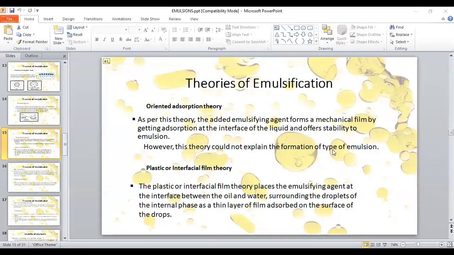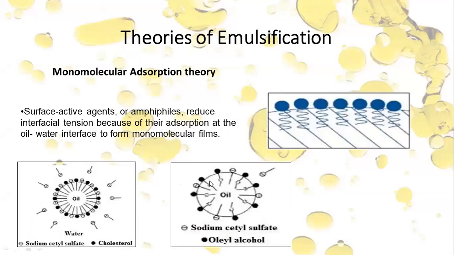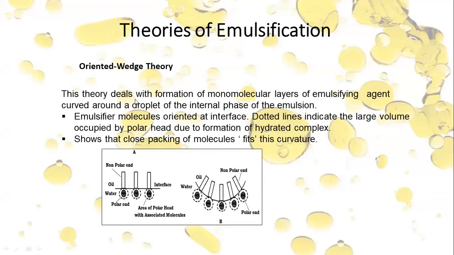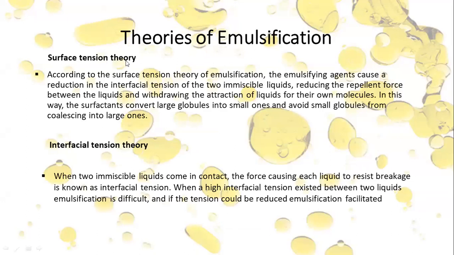So where are we? The theories of emulsification. The monomolecular absorption theory, the oriented wedge theory, oriented absorption theory, and plastic or interfacial film theory are covered. Next, the surface tension theory.